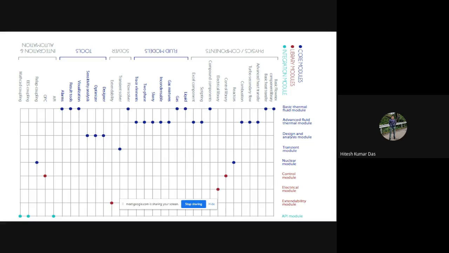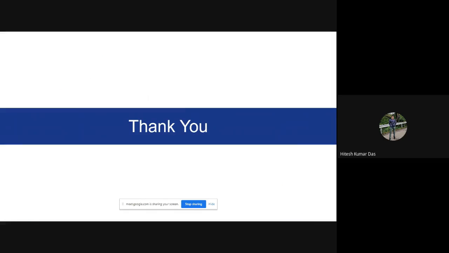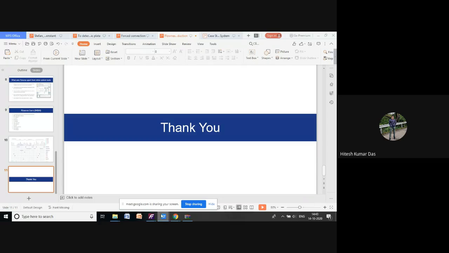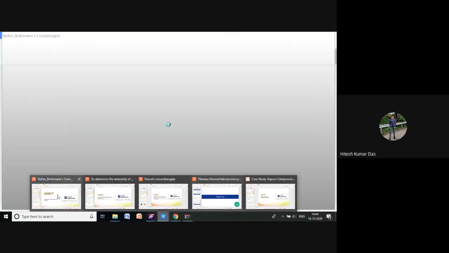This is all about our modules. We have all 9 modules. You can see basic thermal fluid modules, advanced fluid modules, design and analysis module, transient module, nuclear module, control, electrical and extendability, as well as the API module. Okay, thank you. This is all about our Flownex introduction. Next, we will go for today's case studies.